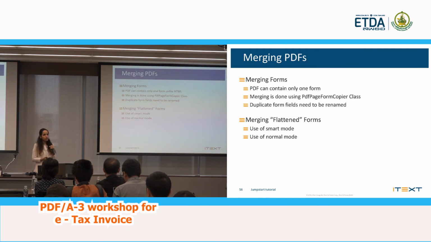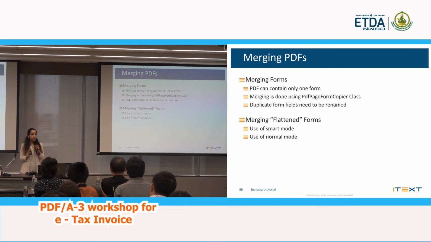So in the normal mode, when you're merging two flattened forms, what will happen is that iText libraries will treat both the documents separately, and it will add all the resources from both the documents into the new document. Whereas when you use the smart mode, PDF classes compare the two documents, and the common resources are added only once. So when you use the smart mode, you get a smaller size PDF. And if you use a normal mode, you will have a bigger size PDF.